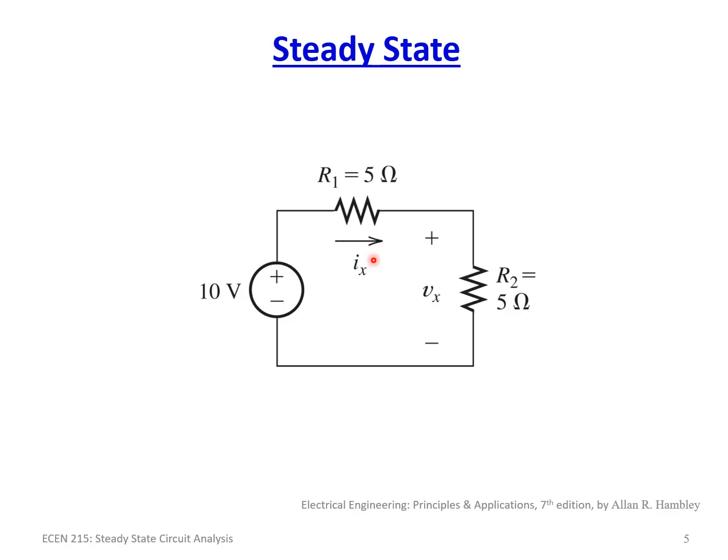Done. Solved that. Vx is simply the voltage across this 5 ohm resistor. Applying voltage divider principles, we have 5 ohms over 10 ohms, or 1/2 times 10 volts. Again, something we can do in our head, just simply 5 volts. So we have 1 amp for Ix and 5 volts for Vx. So we took that complicated looking circuit and turned it into this by simply replacing the inductor with a short and the capacitor with an open.